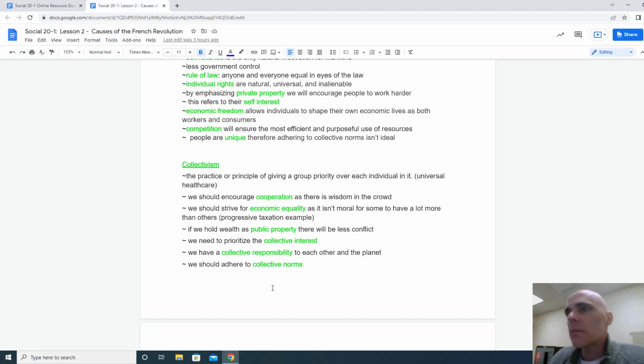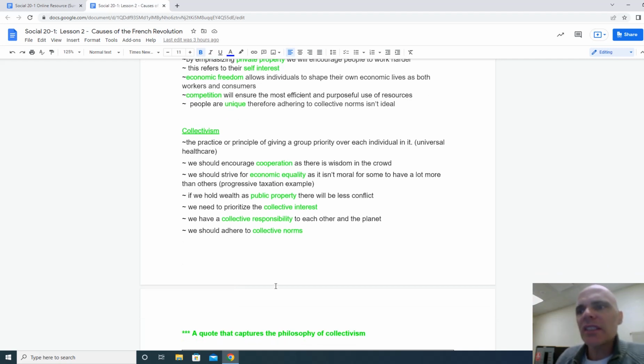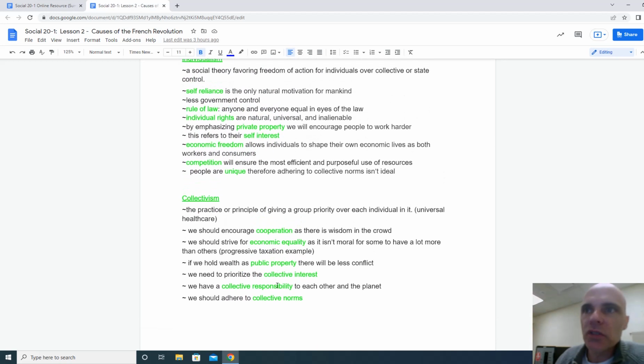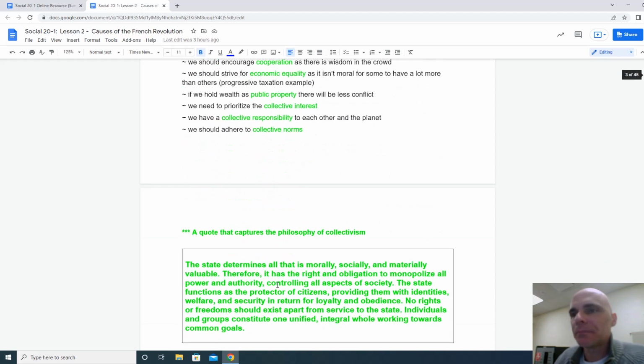We should strive for economic equality, as it isn't moral for some to have more or less than others. So we'll combat disparity through economic equality, and there may have to be a redistribution of income through things like progressive taxation. We should encourage cooperation, as there is wisdom in the crowd. And ultimately, collectivism is this idea that we give the group priority over the individual. So that's a simple contrast between the principles of individualism and collectivism. That's the main point of task 1.